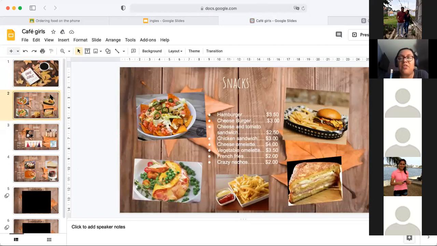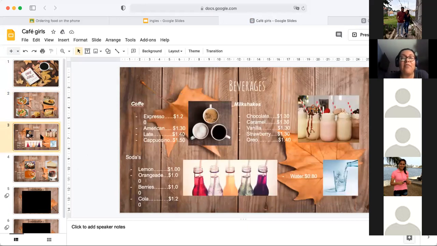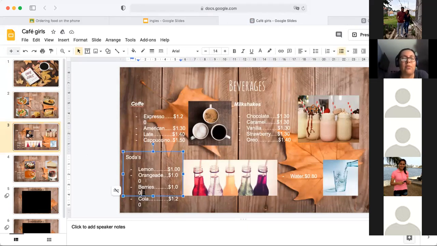Okay, so first of all, they have snacks. Some of the snacks they have are hamburgers, cheeseburgers, cheese and tomato sandwiches, chicken sandwich, omelets, French fries, and crazy nachos, okay? So this sounds like American food to me, all right? And then they also have beverages, all right? They have different kinds of coffee. They have different flavor sodas.